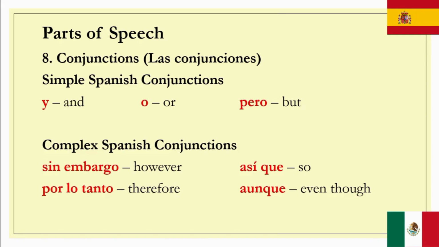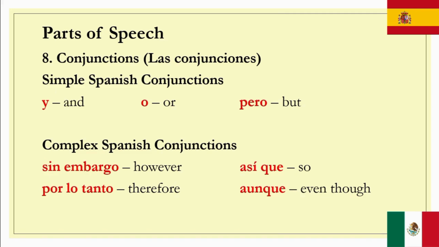We have y, that's and in English, e; o, that's or in English, o; pero, that's but in English, pero. So these are all simple Spanish conjunctions.